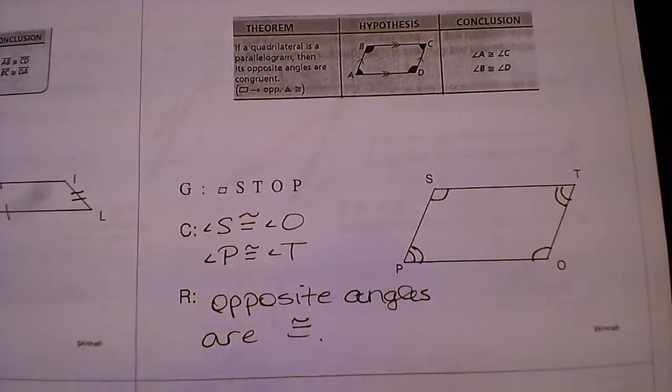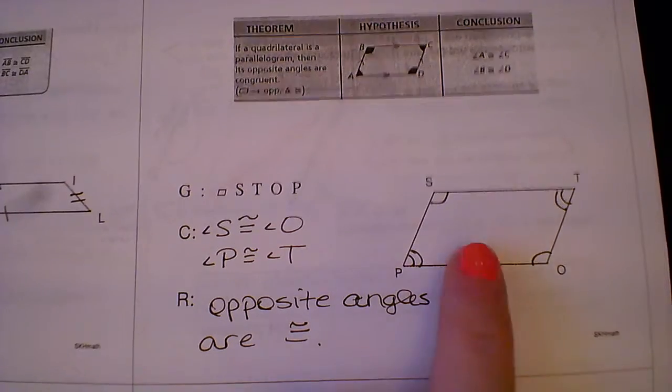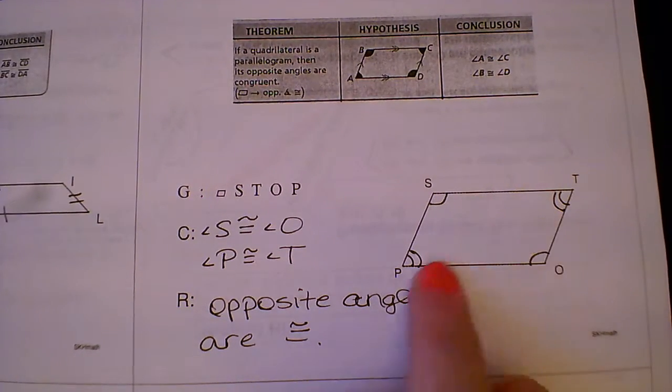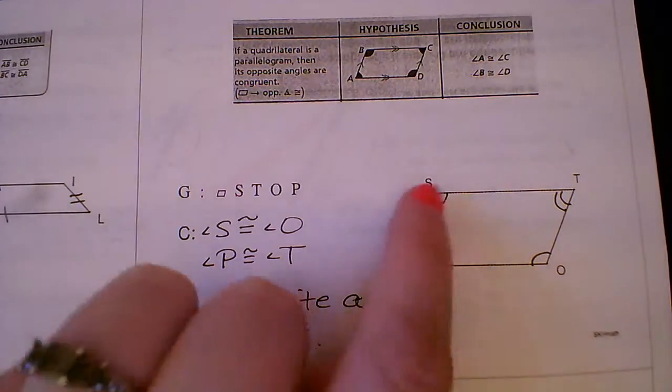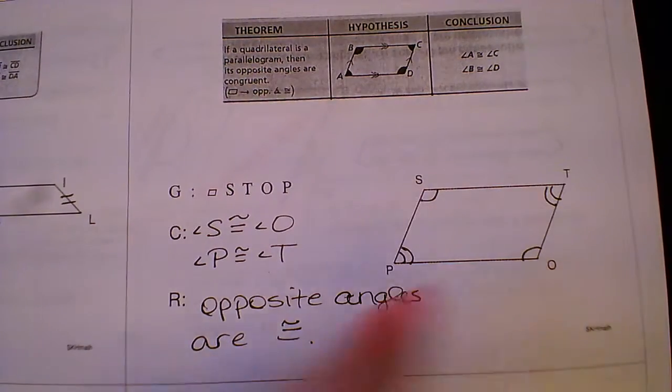Next, the opposite angles are going to be congruent. So S is going to be congruent to O, T is going to be congruent to P. That means they're going to have equal measure. So if we're solving a problem with those, you would set those equal to each other. S would be equal to O, P would be equal to T.